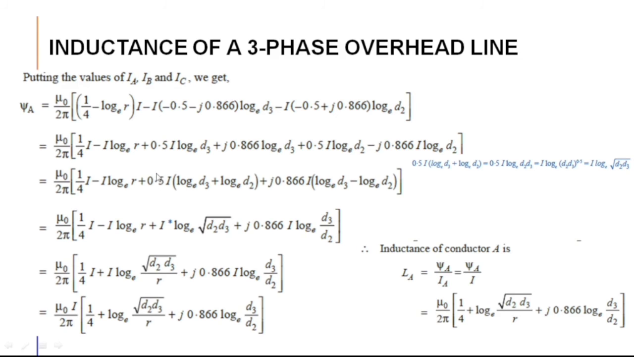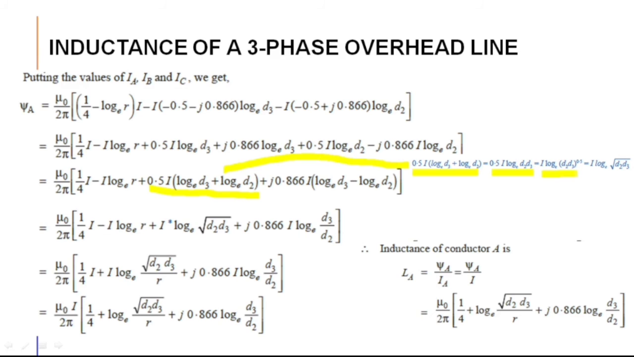And this one, observe clearly, this particular one is getting solved here, that is 0.5 log D3 base e plus log D2 base e, the plus term, that is of I into log D2 D3. Okay, this 0.5 I into log D2 D3, this term is getting to the power term.